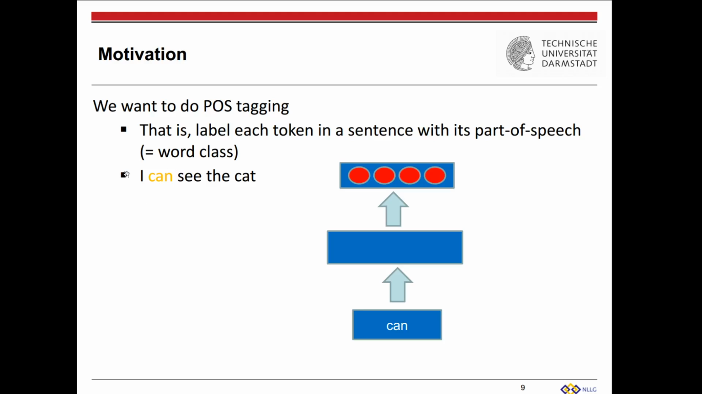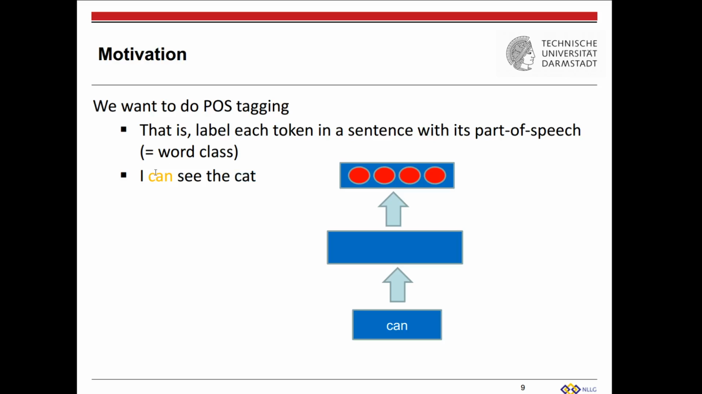Imagine you have the sentence "I can see the cat." We would like to label all of those words. I is the pronoun, can is the verb, or the modal verb maybe. See is also a verb. There is an article, cat is a noun. So those are the labels we want to get.